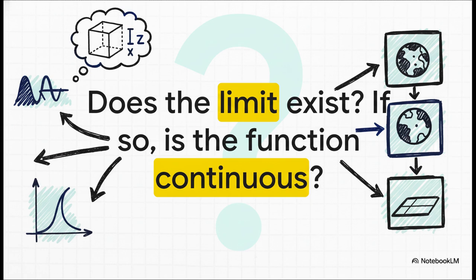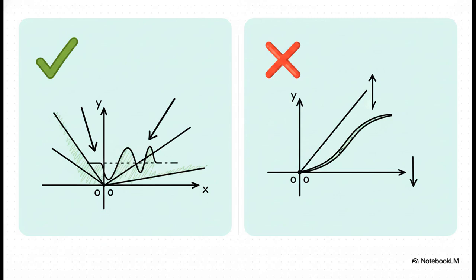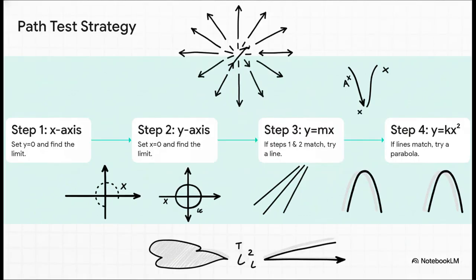Well, it all boils down to 2 main strategies. Okay, this is absolutely key. You have to know which tool to use. If you have a feeling the limit is probably 0, especially with sines or cosines involved, the squeeze theorem is going to be your best friend. But if you're skeptical, if it looks kind of weird, the path test is your weapon of choice to prove it doesn't exist.